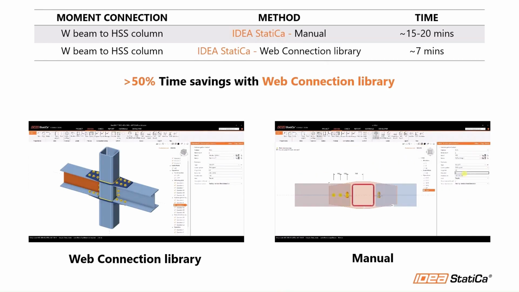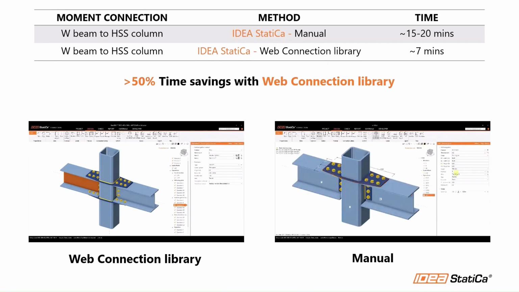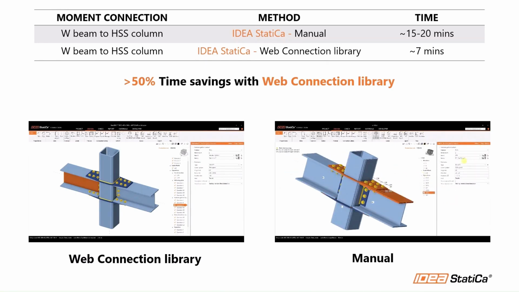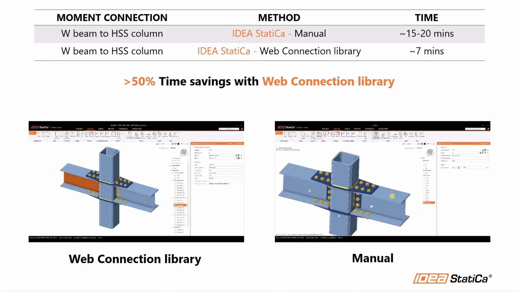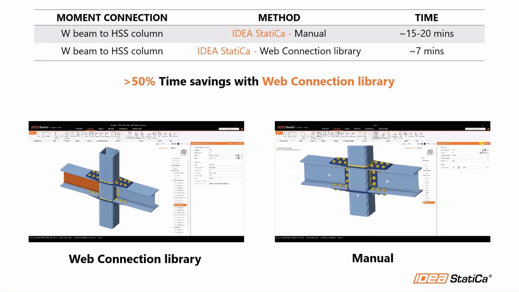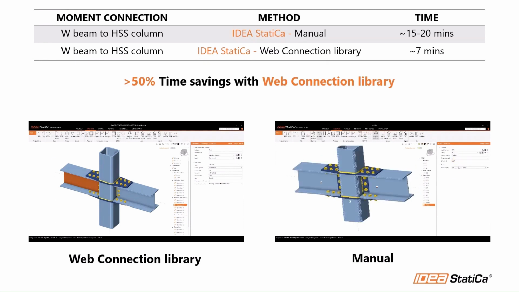Now, using the help of Connection Library, I was able to search and find the exact connection template that I needed. The rest of the time was basically spent adjusting the connection due to the difference in member sizes or plate geometry. Now, for this method, it only took about 7 minutes, and as you can see, we're still modeling this connection, whereas the Web Connection Library was already finished. And with this comparison in time, you can clearly see that you can save over 50% in time savings just by using our online database browser, which is Connection Library.